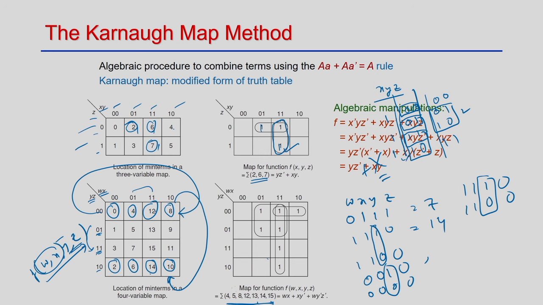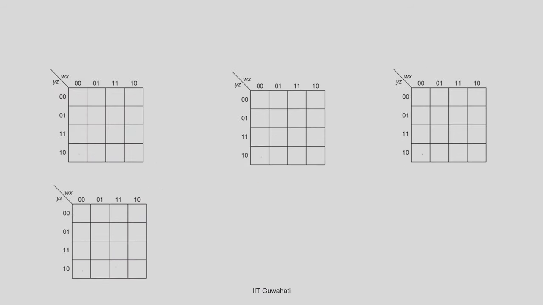Then what you can do is, suppose in some cases you have 1 here and 1 here. What does this mean? This one is w x y bar z bar, and this one is w x y z. So the difference is in y. If I combine these two, the result will be w x z bar, because you take y plus y bar common here.